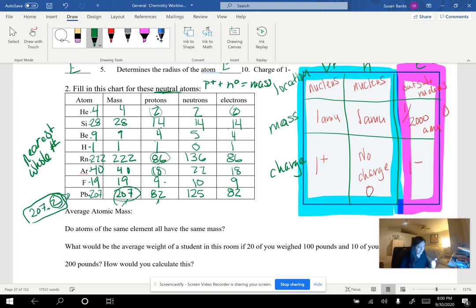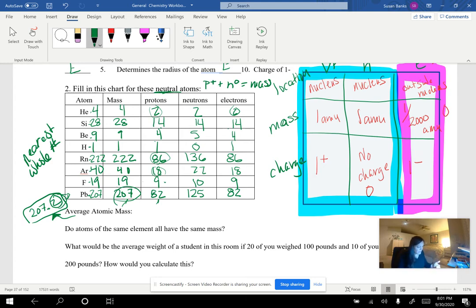It's because not all lead is 207. We have lead that's 209, we have lead that's 210, and lead that's 211. So we have lots of different isotopes. So that's where we get these numbers with the decimals from the periodic table. That is our average atomic mass.